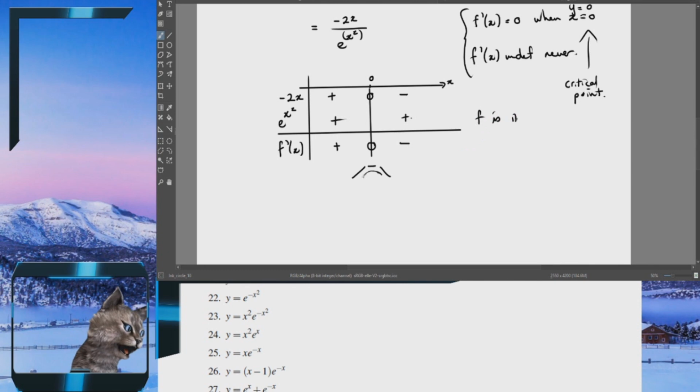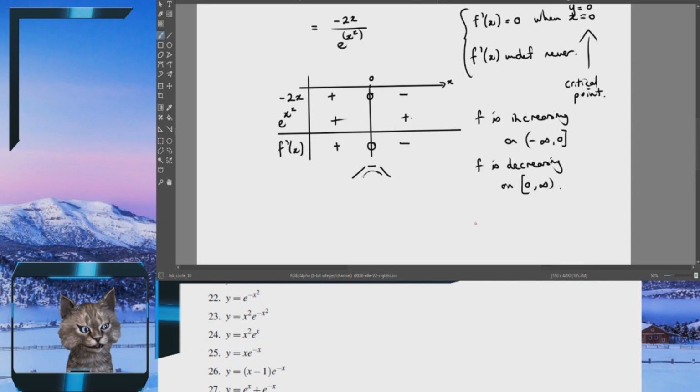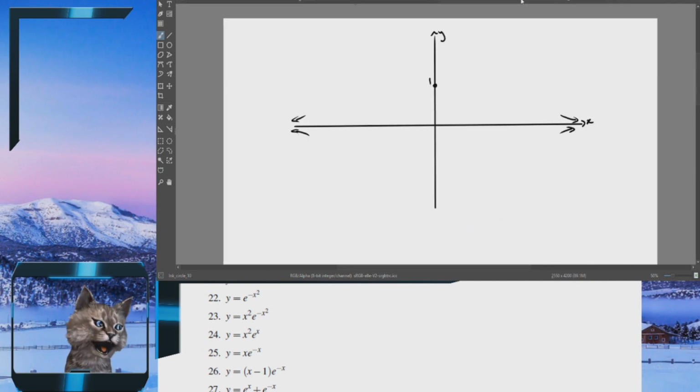F is increasing on negative infinity to 0. Should I include the 0? Yes. Function's defined at 0. F is decreasing on 0 to infinity, including 0. So what can we put in our graph? Well, this tells me what arrows are happening. Can't be this guy, because I am increasing.